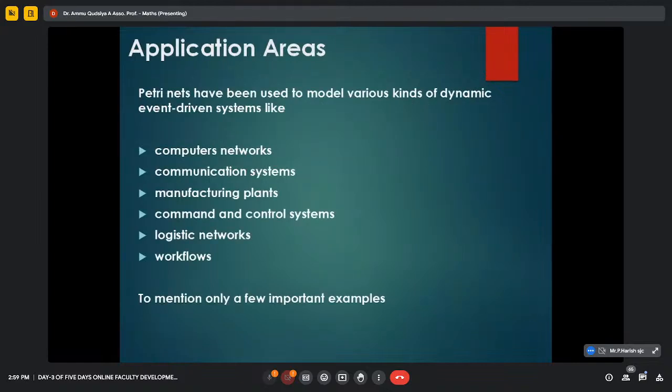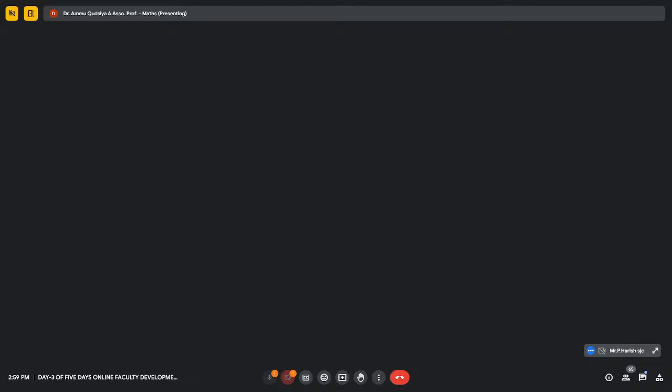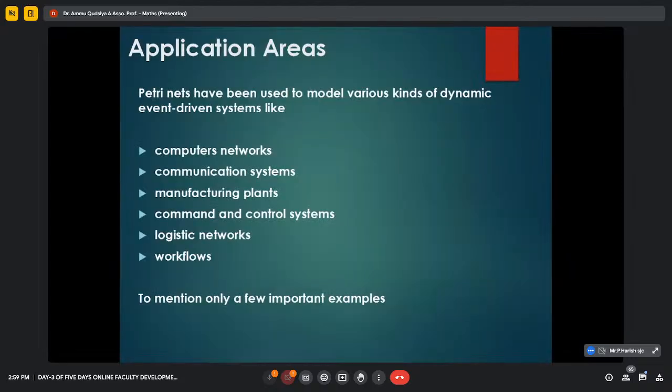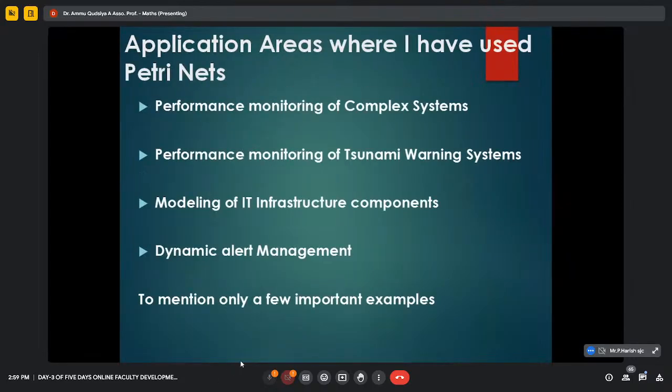Application areas of Petri nets: especially it has been used in computer science, computer networks. As I told you, it is used in manufacturing plants, command and control systems, logistic networks, and workflow. And these are a few important examples that I have given to you. And these are application areas where I have used Petri nets. I have done models using Petri nets.